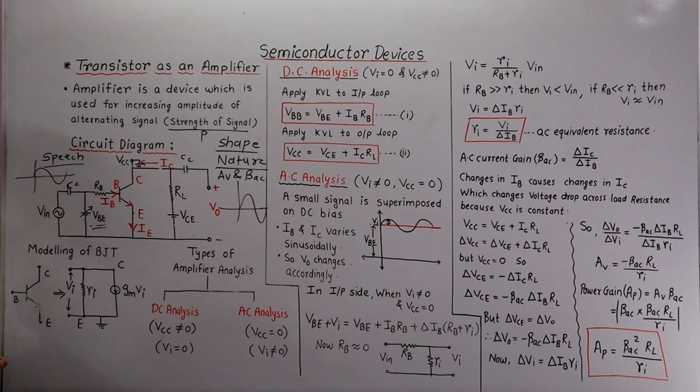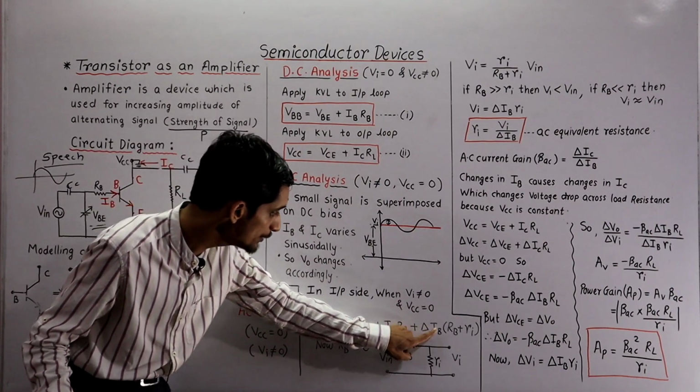So whenever you apply the input AC signal to an amplifier, and the BJT is present in that amplifier, that BJT is replaced with some equivalent resistance. That resistance is called Ri. This Ri plays an important role, and there is some voltage drop across it. That's why here we have delta IB into Ri.